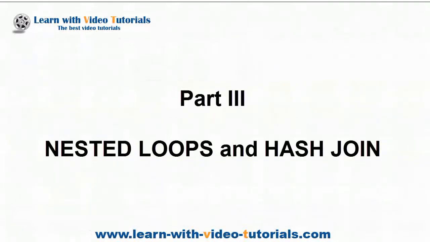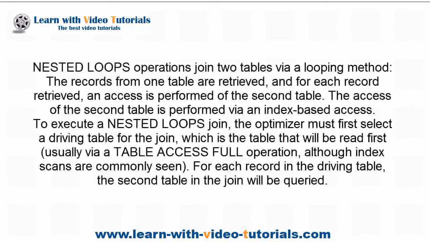Part 3, Nested Loops and HashJoin. Nested loops operations join two tables via a looping method. The records from one table are retrieved, and for each record retrieved, an access is performed of the second table. The access of the second table is performed via an index-based access.